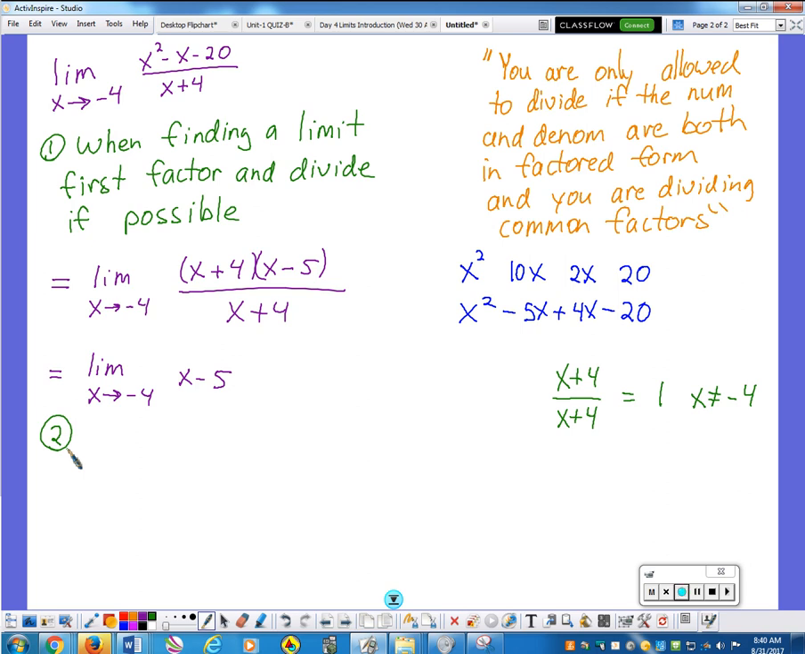The next thing I look for is to check to see if x is approaching infinity or x is approaching negative infinity. So that doesn't apply to this problem because x is approaching -4. It will apply to future problems, and we'll learn how to handle that in another example.